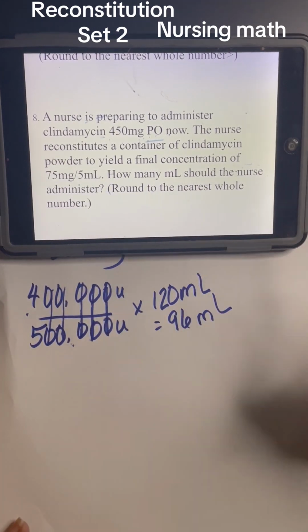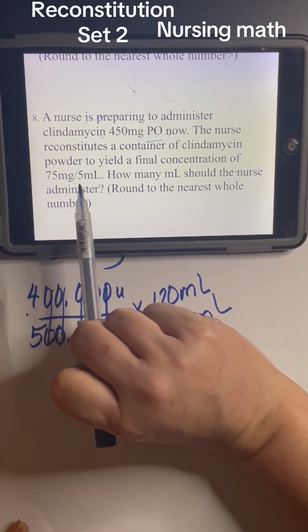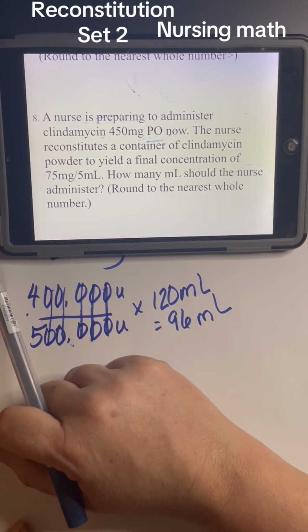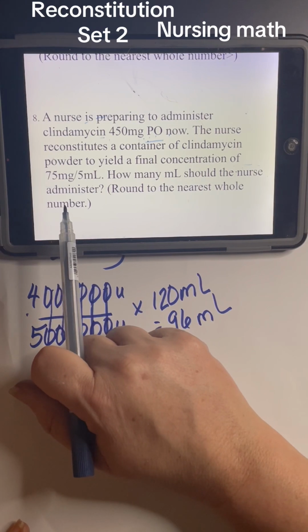So a nurse is preparing to administer clindamycin, 450 milligrams PO now. The nurse reconstitutes a container of clindamycin powder to yield a final concentration of 75 milligrams per 5 mLs. What are you going to give? Round it to the nearest whole number.